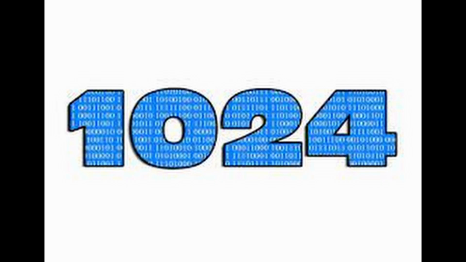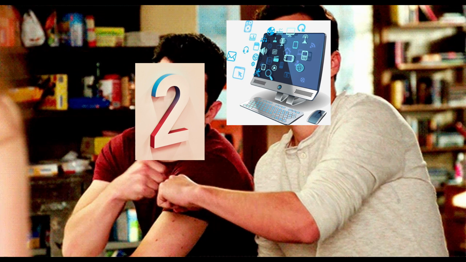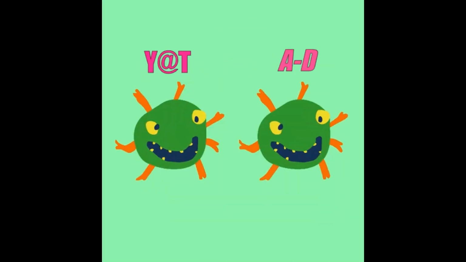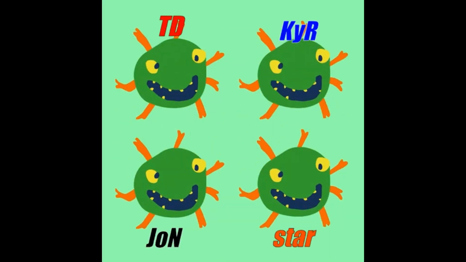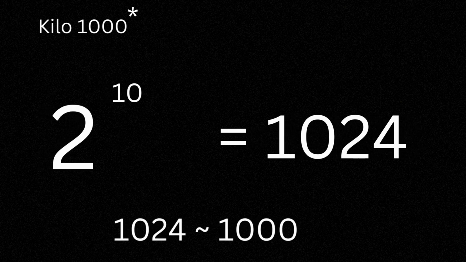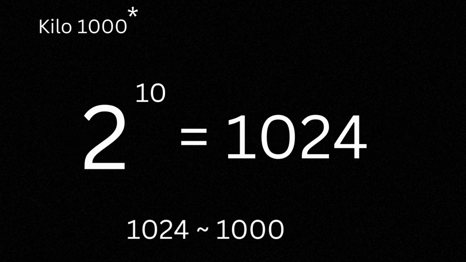But why 1024 and not 1000? Computers like the number 2, so everything is expressed in a power of 2. So 2 to the power 10 is 1024, and that's why it's 1024 bytes.